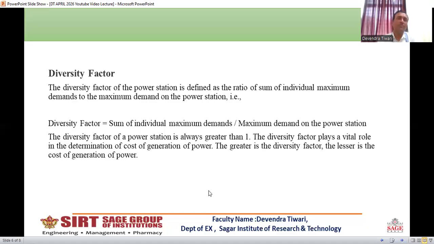Now, diversity factor. Diversity factor of power station is defined as the ratio of sum of individual maximum demands to the maximum demand on power station. So, diversity factor is given as sum of individual maximum demands divided by maximum demand on power station. The diversity factor of power station is always greater than 1. Why? Because diversity factor plays a vital role in determining the cost of generation. So here we can easily understand individual maximum demands will be greater than the maximum demand on power station. That's why it is greater than 1.